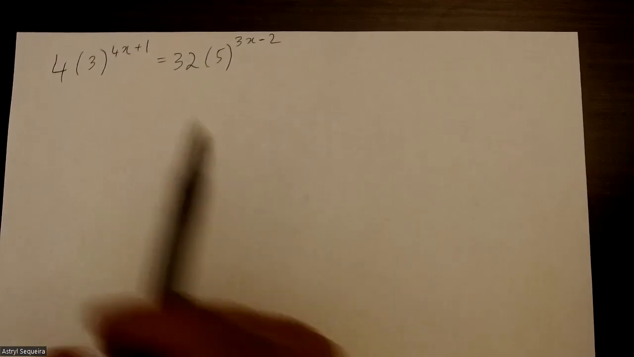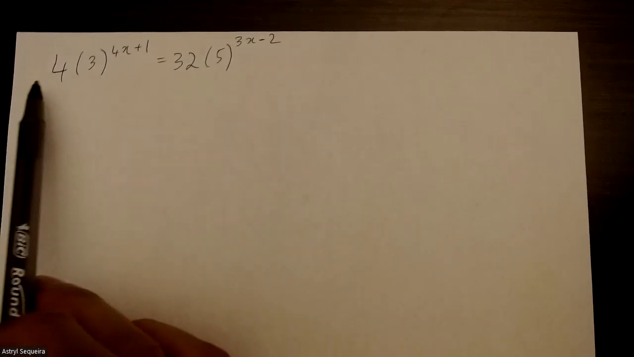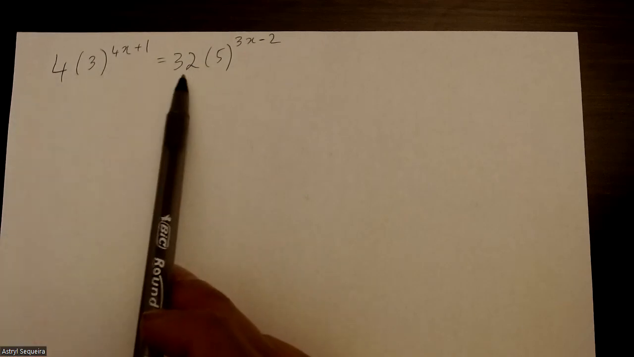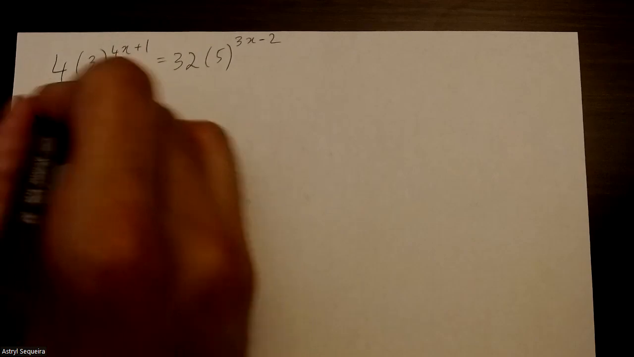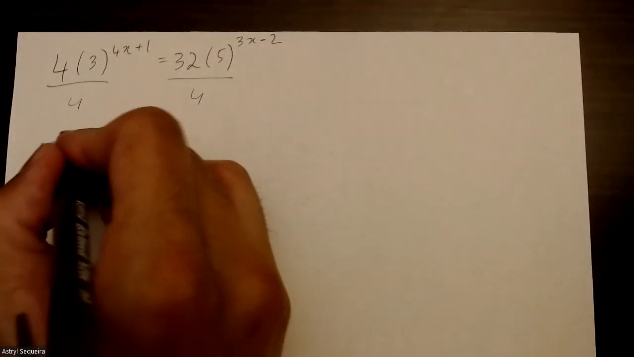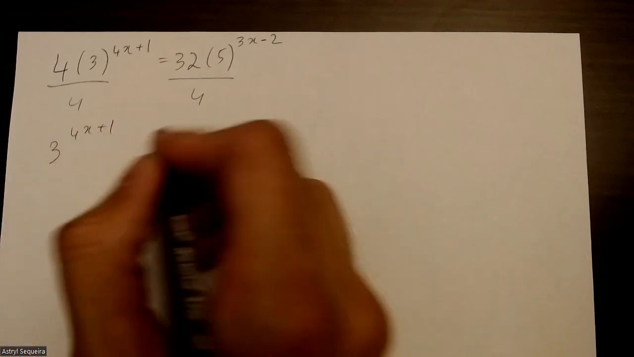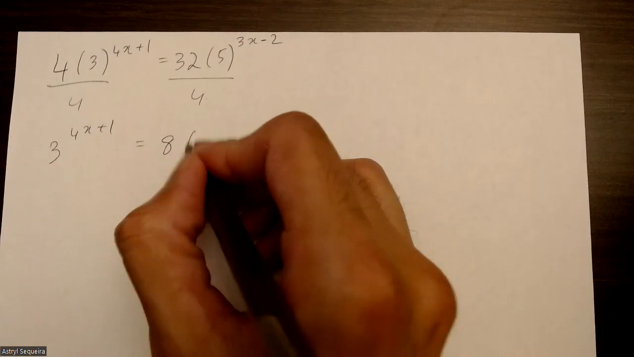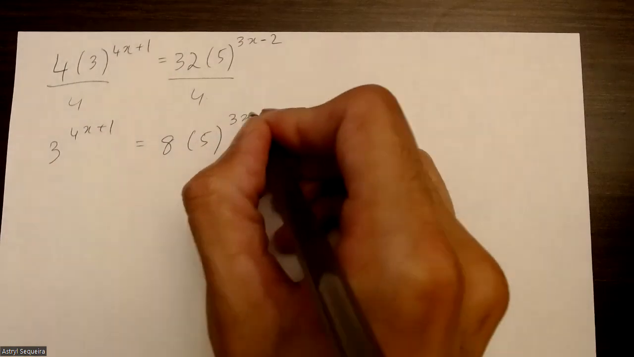All right, so if you want to solve this exponential equation, the first thing I'm going to do is divide both sides by 4, because I know 32 can be divided by 4. So if I do that, I'll get 3 to the power of 4x plus 1 equals 32 divided by 4 is just 8, and 5 to the power of 3x minus 2.